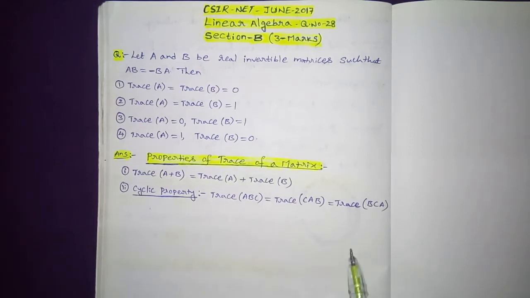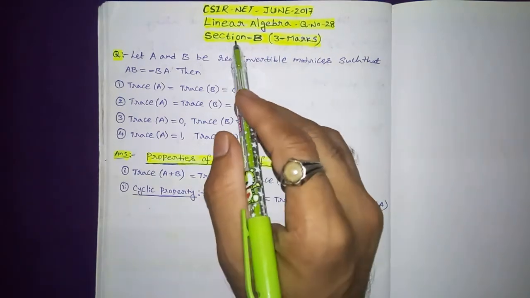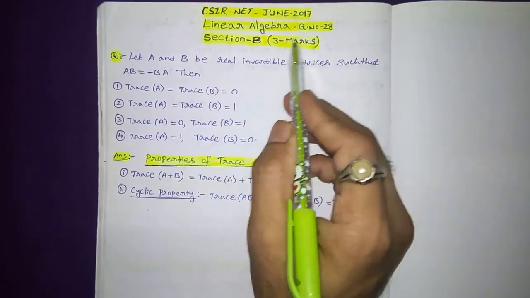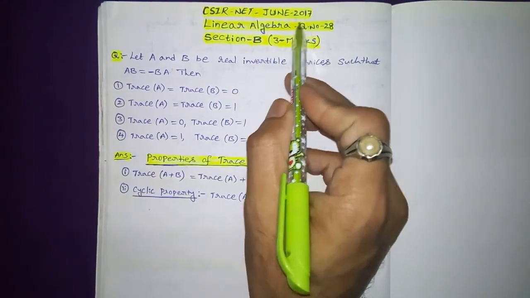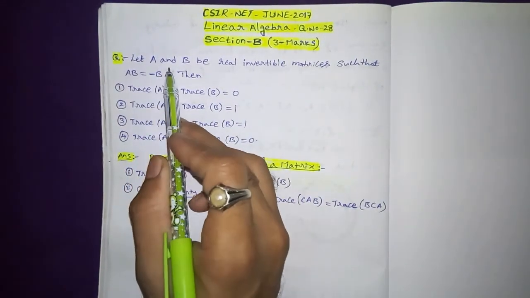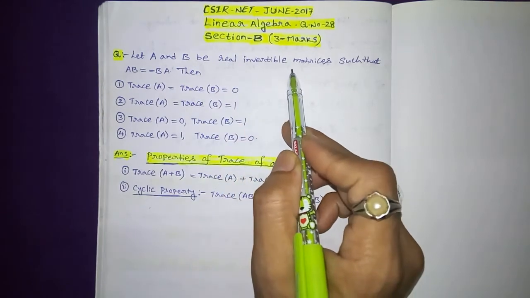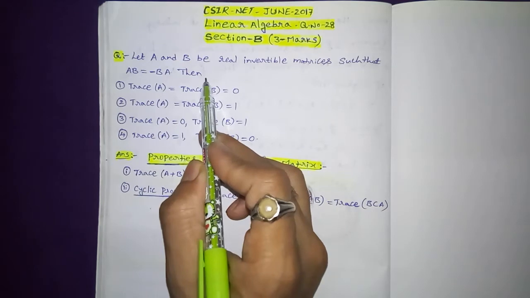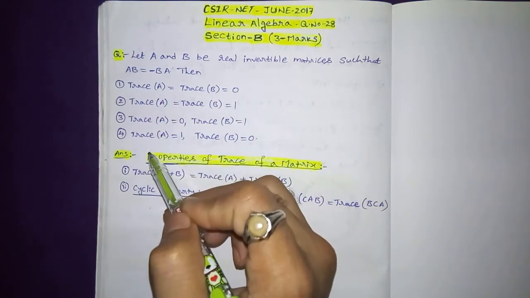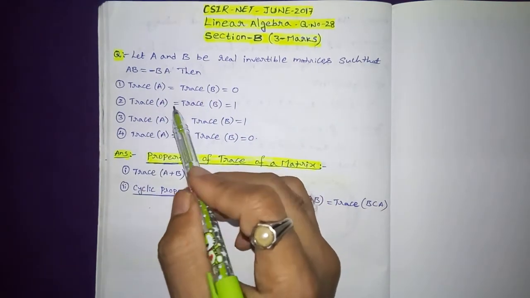Welcome to my channel. In this video, I'm going to discuss linear algebra question number 28, section B, a 3 marks question from CSIR NET June 2017. And the question is: let A and B be real invertible matrices such that AB is equal to minus BA. Then we have to verify the four options.